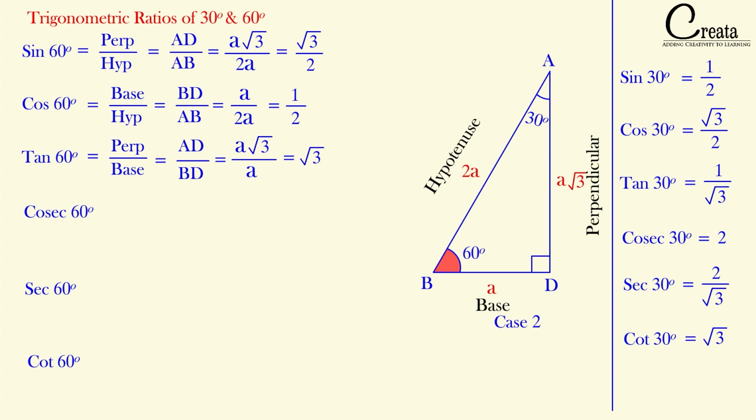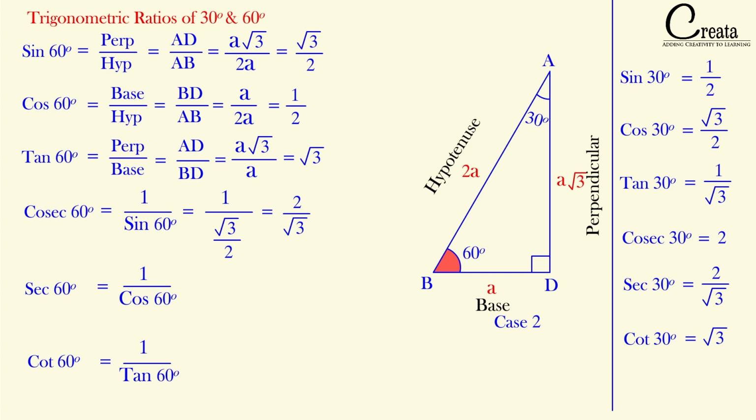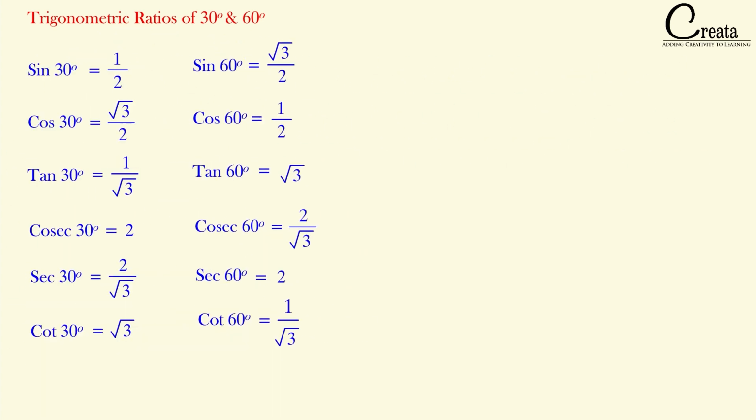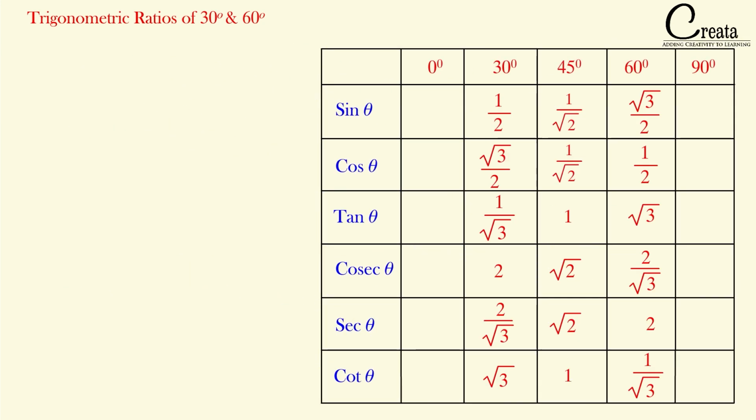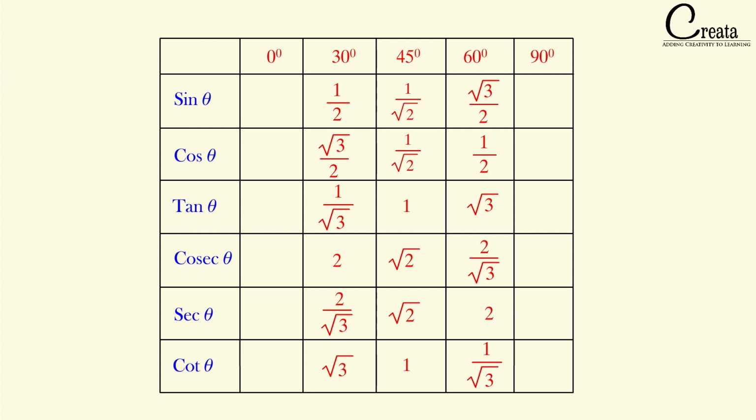Next step is cosec 60, sec 60 and cot 60, which will be reciprocal of sin 60, cos 60 and tan 60 respectively. Sin 60 is root 3 by 2, cosec 60 will be 2 upon root 3. Cos 60 is 1 by 2, sec 60 degree will be 2. Tan 60 degree is root 3, cot 60 degree will be 1 upon root 3. So we got the trigonometric ratios for 30 degree and 60 degree. Let's put this value in the trigonometric table. Okay, we got the trigonometric ratios for 45 degree, 30 degree and 60 degree.